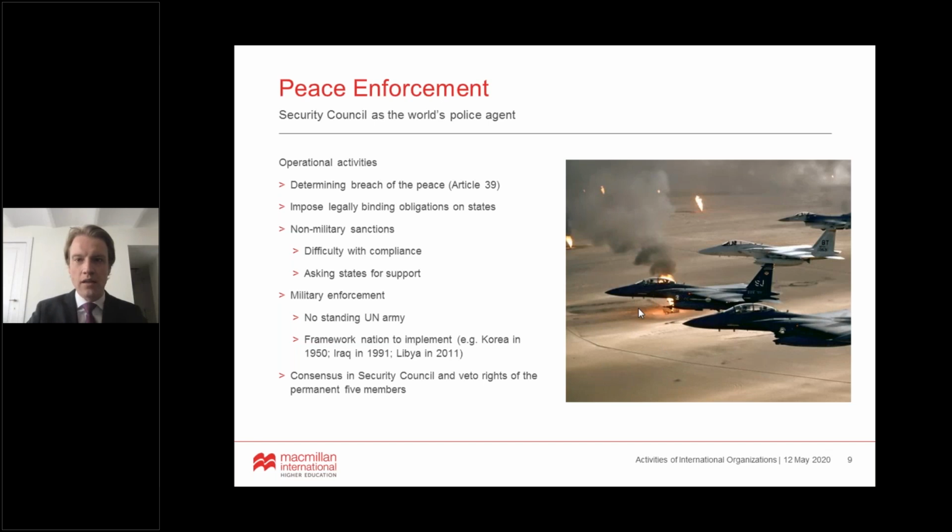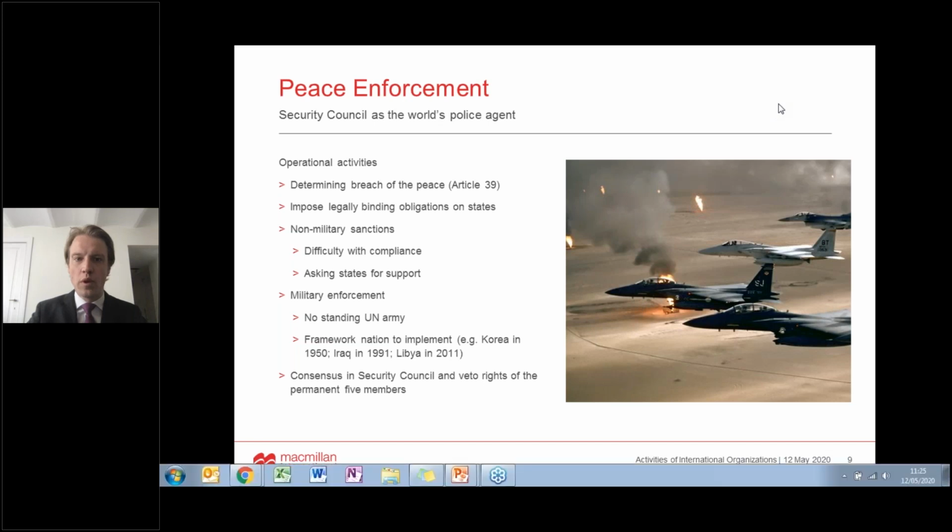Obviously, the main challenge here is that the Security Council doesn't always agree. And so within the Security Council, it might be relatively easy to determine that there's a breach of the peace. It might be easy to issue a statement to the conflicting parties. But it will be a lot more difficult for the Security Council to find consensus on sanctions.